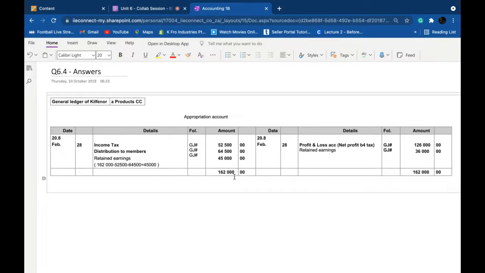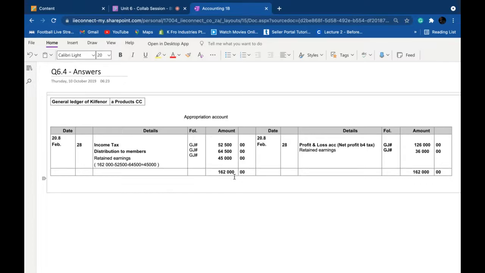Remember what we use the appropriation account for, whether we're in partnerships or CCs, the function is the same. Remember it's a final account. Remember we have the trading account, which we use to calculate whether there's a gross profit or a gross loss. Then we have the profit and loss account, which we use to calculate whether there's a profit or a loss. After we've done that, we then need the appropriation account to pay out the profits to the members, or distribute the profits to the members, or if there's a loss, to distribute that between the members according to their shareholding in the company. Does that make sense?